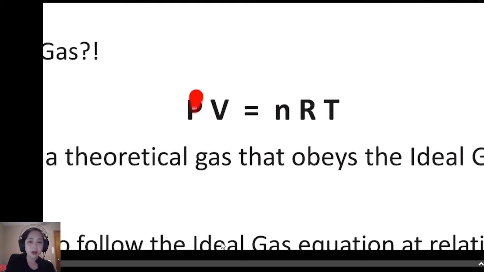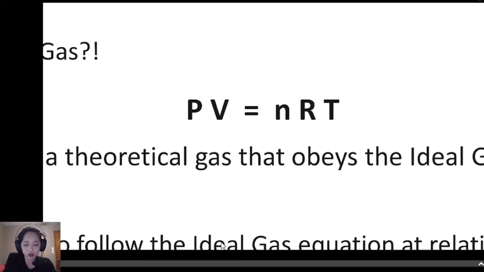So, pressure goes up, then volume makes up for it by going down. Or pressure goes down, then volume has to make up for it by going up in order to maintain that balance. All right, so that's Boyle's law. Or if we look at Charles' law, volume and temperature are directly proportional to one another.